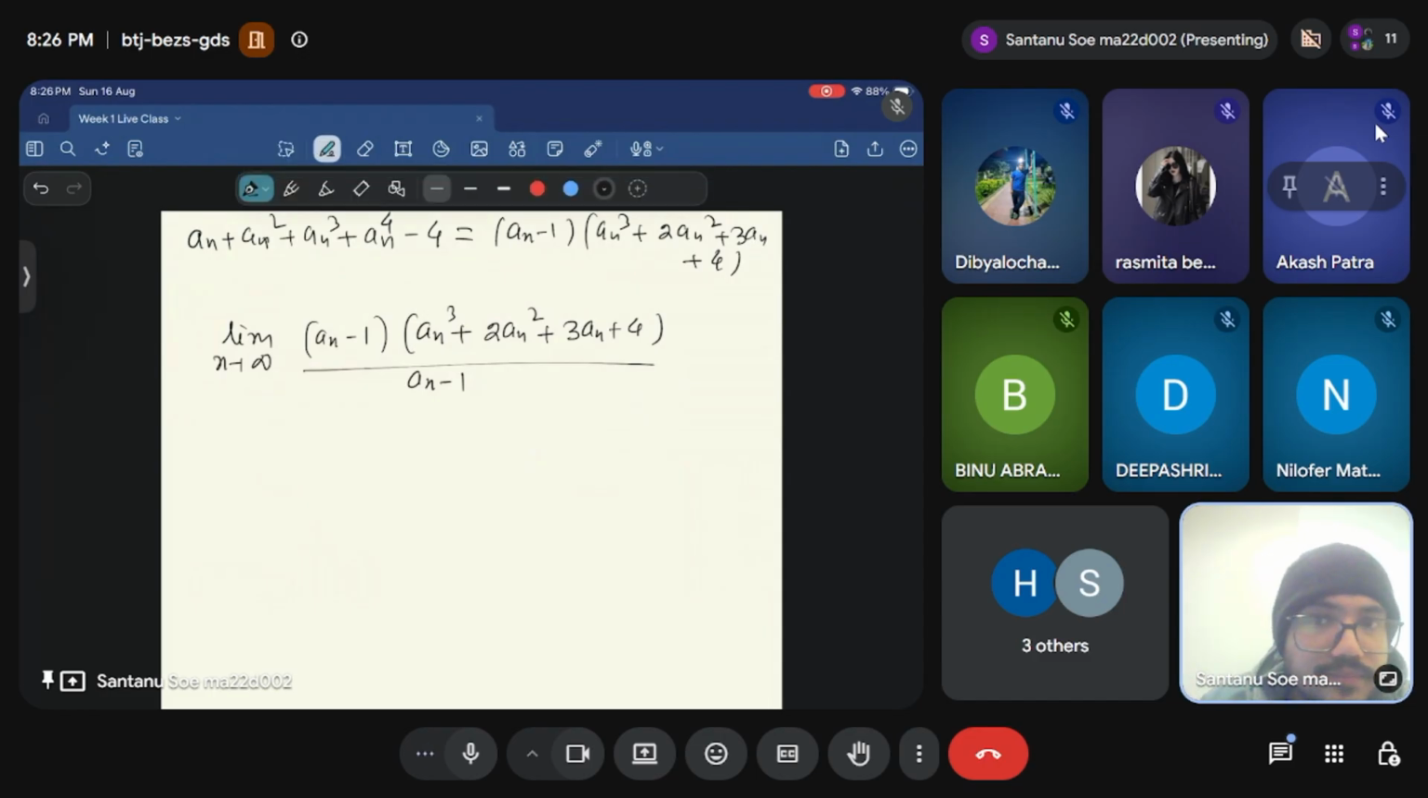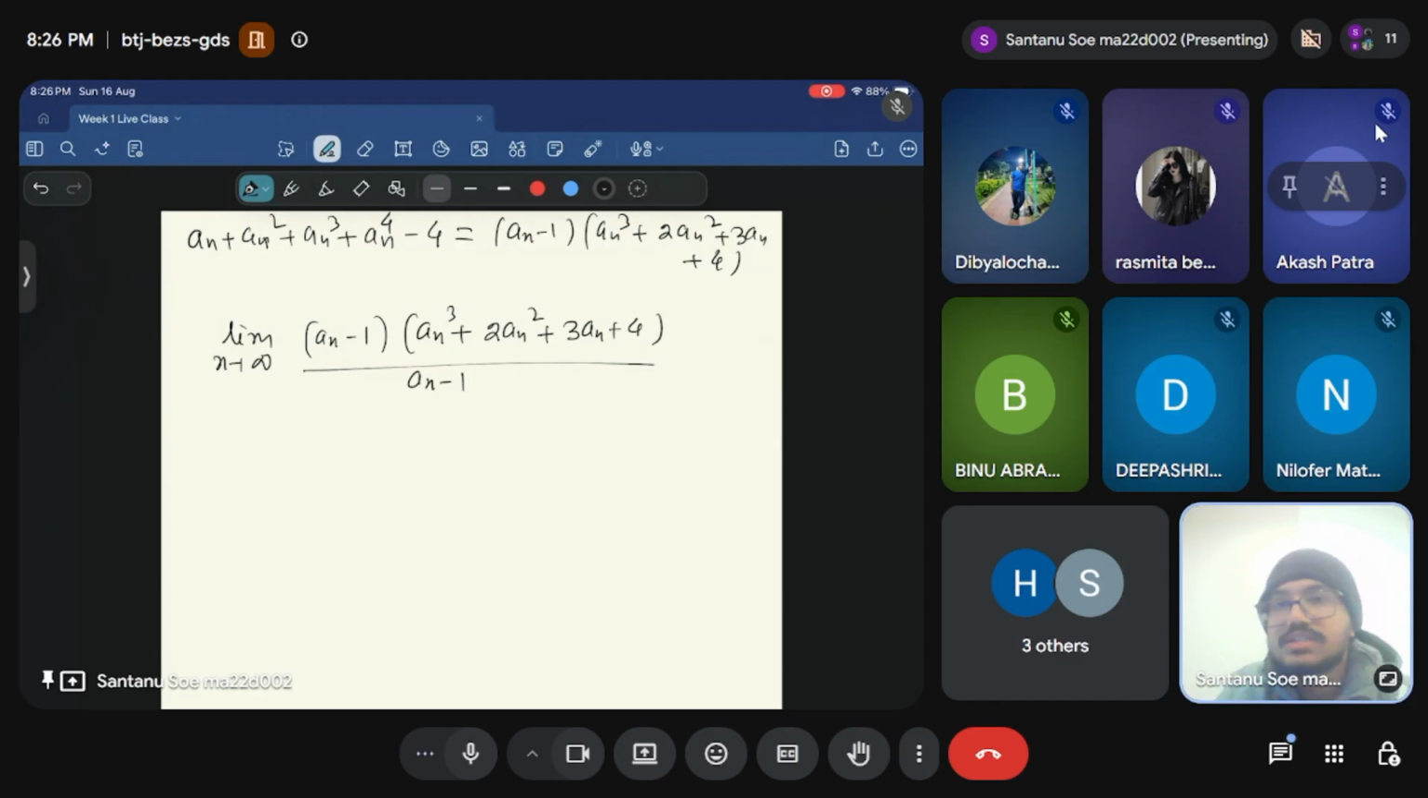Now is it clear? So that means the whole sequence can be seen as a product of two sequences. You just do the product, you will get the left side. So sometimes if you replace an by x, it will be easier to do the calculations. So that's why I wrote it like that.